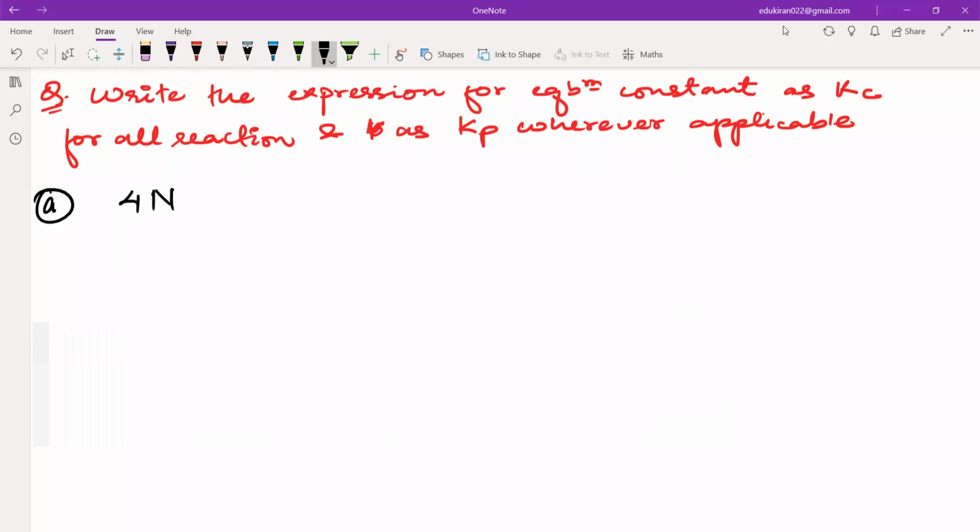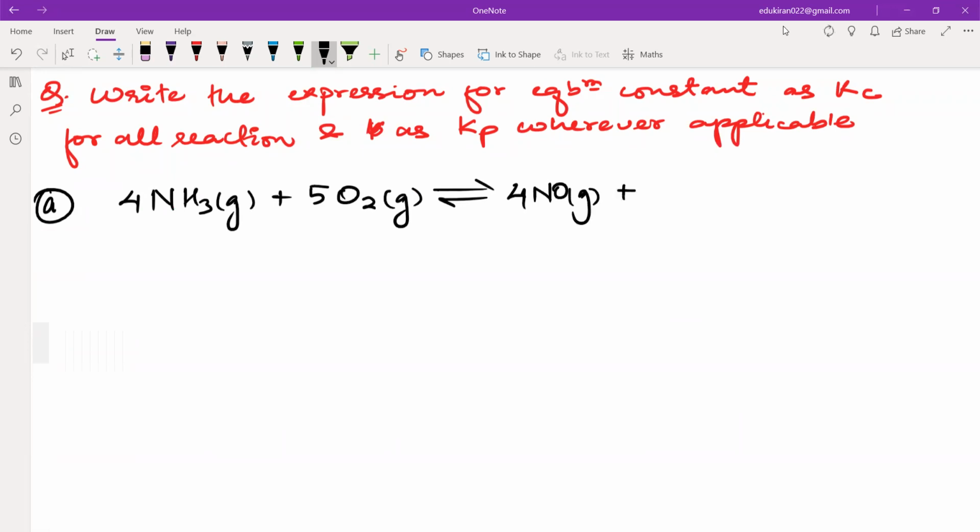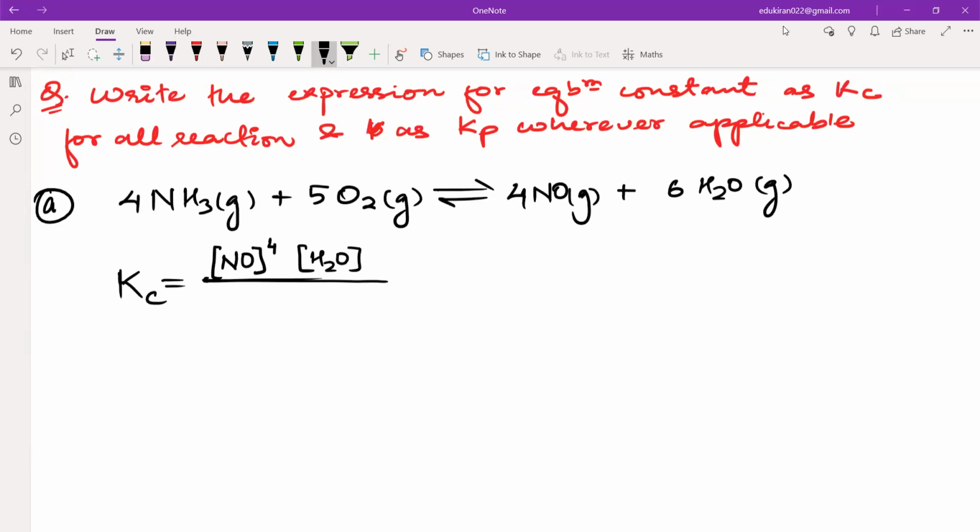In this reaction, we have 4 moles of NH3, which is a gas, plus 5 moles of O2, which is also a gas. Now this is in equilibrium with 4 moles of NO, which is a gas, plus 6 moles of H2O in gaseous form. So for this, I will write Kc. Who will help me? Kc is product upon reactant. So tell me, product concentration of NO raised to the power 4 into what is the other product? H2O raised to the power 6. In the reactant, what do we have? Concentration of NH3 raised to the power 4 and O2 raised to the power 5.